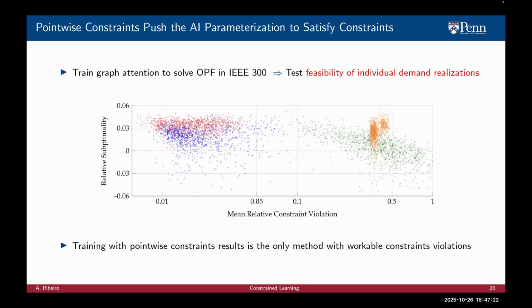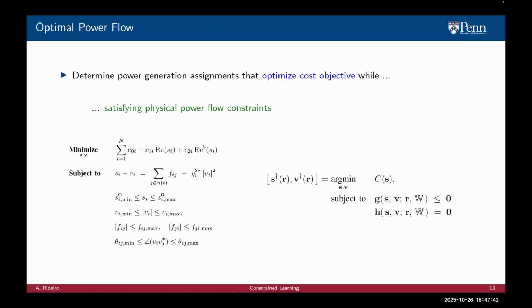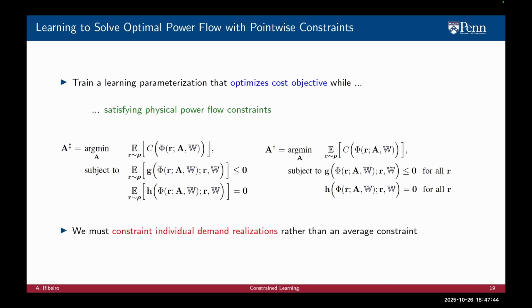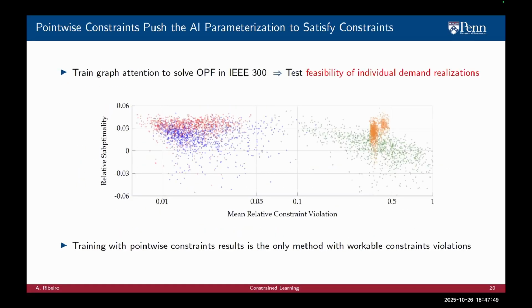Each point here, by the way, represents a different network realization. And if you apply other learning techniques, you end up with something like a 50% constraint violation, which is completely unworkable. The reason why the constraint violation here is so large is because I am focusing on the worst possible constraint violation. And since I have a large number of constraints, you will always be violating some physical constraint by a large amount unless you specifically train to satisfy constraints.